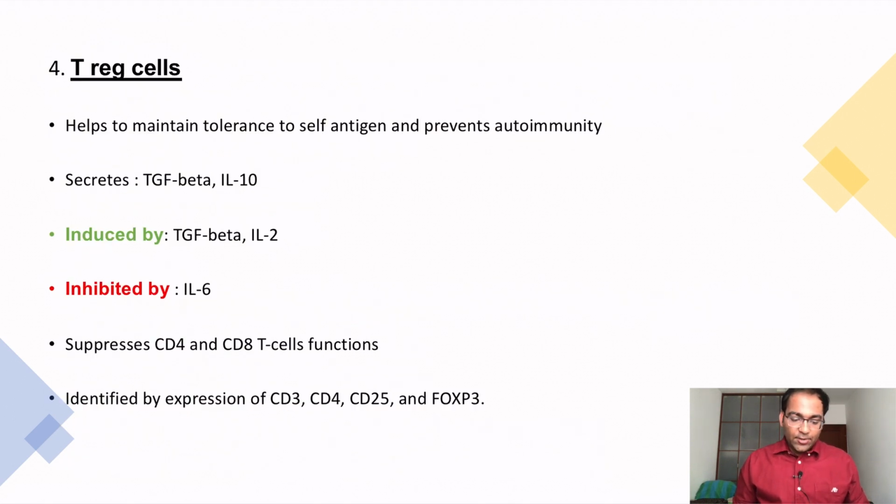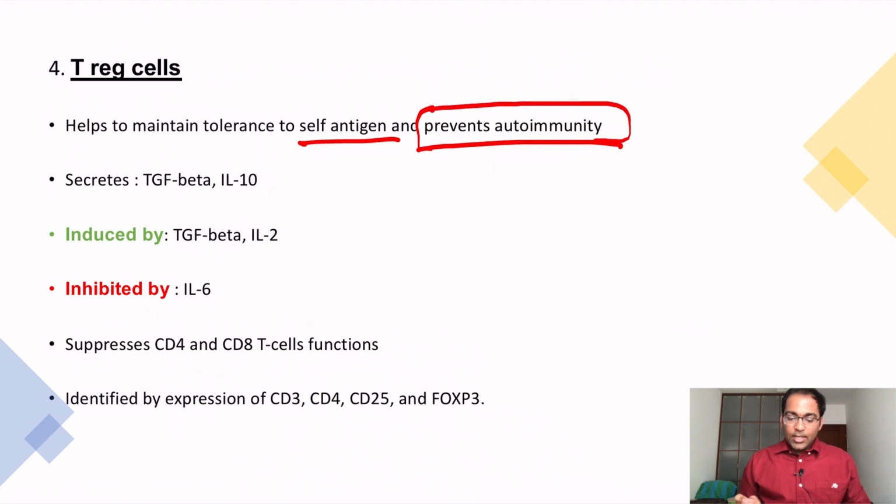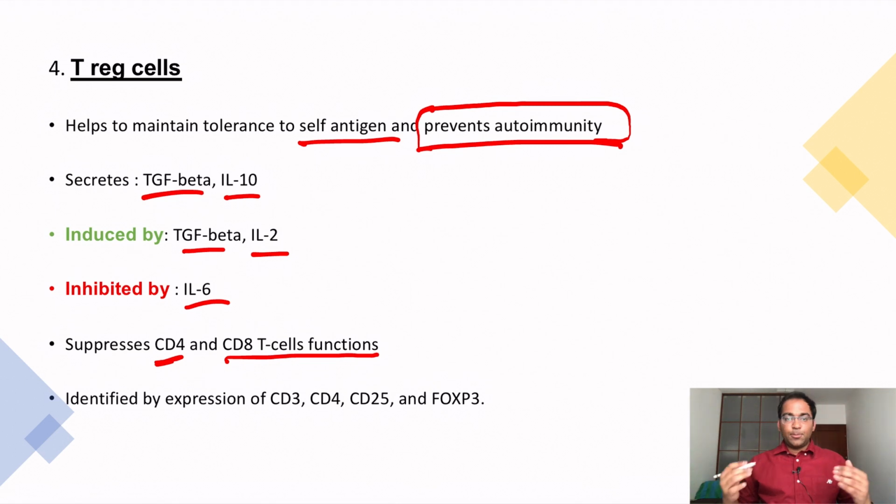The fourth is the T regulatory cell. T regulatory cells help to maintain tolerance to self antigen and prevent autoimmunity. So T regulatory cells are primarily responsible for preventing autoimmunity. They secrete TGF beta and interleukin 10, are induced by TGF beta and interleukin 2, and are inhibited by interleukin 6. This suppresses CD4 and CD8 T cell functions. If you suppress the major players like CD4 and CD8 cells, there is of course no immune function, so it prevents autoimmunity.